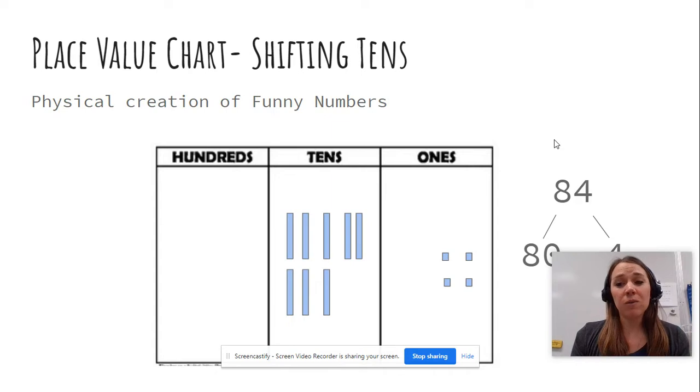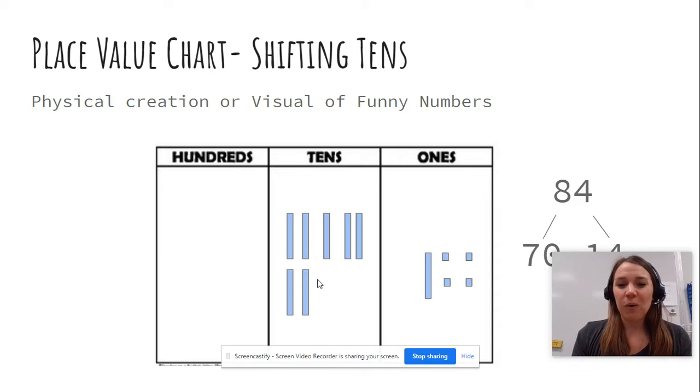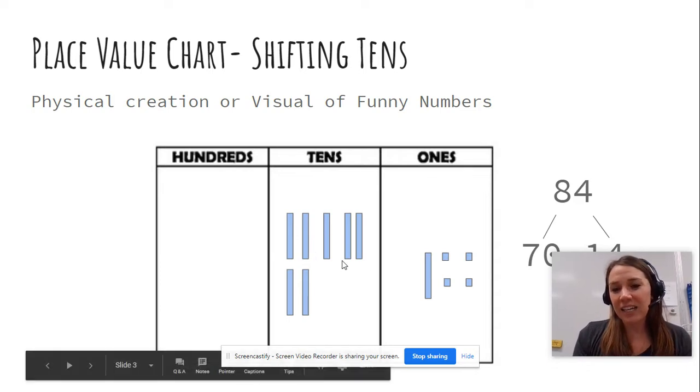If four ones wasn't enough to take away another number, then I would need to borrow a 10. So I would shift a 10 from the tens place into the ones place. If I took a 10 from 80, then it would have 70. So watch, I'm going to steal one. There it goes.